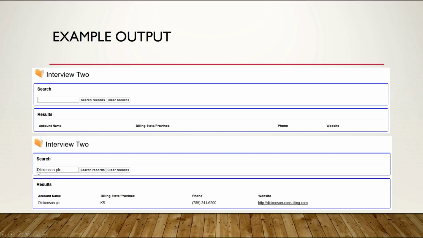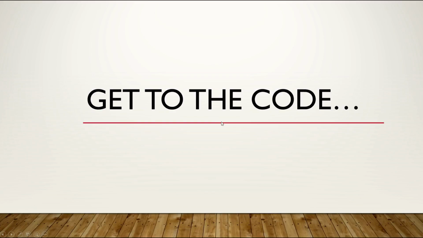So the user searches for an account name, they press search records, and then in this panel there's going to be a retrieval of the account that the user has searched for. And just like I said in the previous slide, it's going to include the account name, billing state, province, phone, as well as the website. Another thing is that it has this clear records button, which is supposed to clear the records of whatever was retrieved based on the search that the user has passed in. And that's pretty much it. So without any further ado, let's jump right into the code.